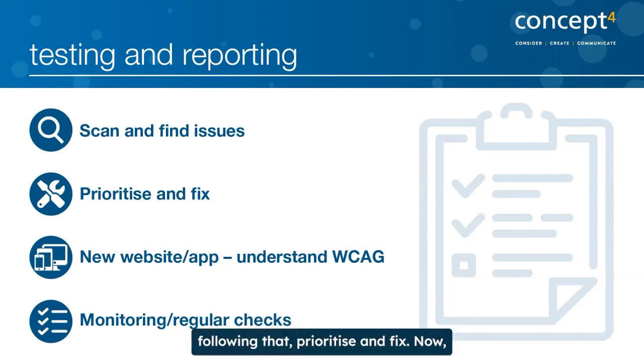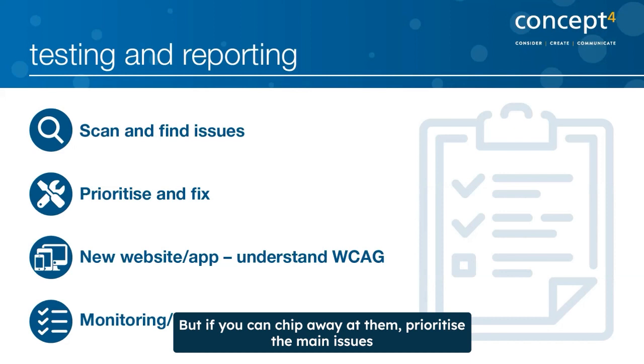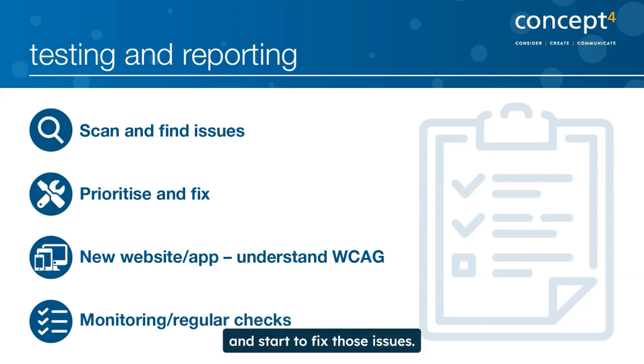Following that, prioritize and fix. Now, a ruling called disproportionate burden may mean that you don't have to do these things all at once, but if you can chip away at them, prioritize the main issues that you need to deal with, color contrast being obviously a real big one, and start to fix those issues.